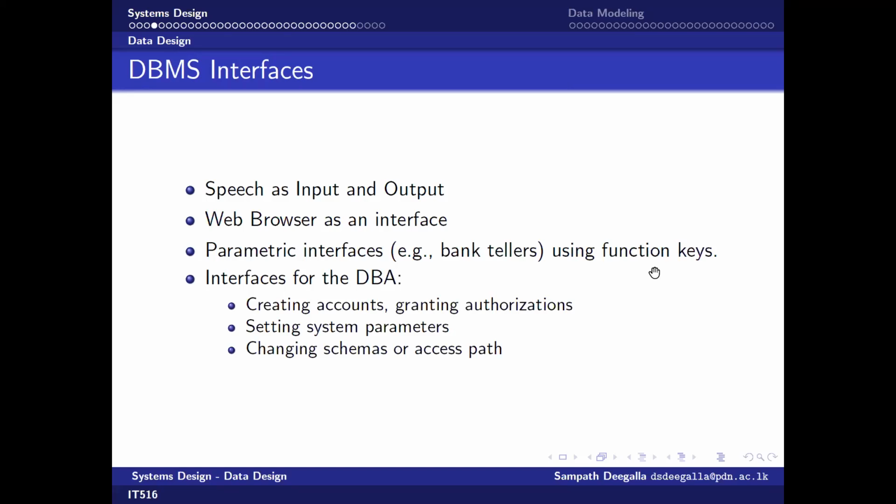Then there is setting the system parameters. Depending on the system, there are things that you need to change, so that is another thing the database administrator looks at. And then changes in the schemas, the structure of the database, as well as access paths. That means, for example, indexing: what index to use and so on. For that, you need interfaces for the database administrator.